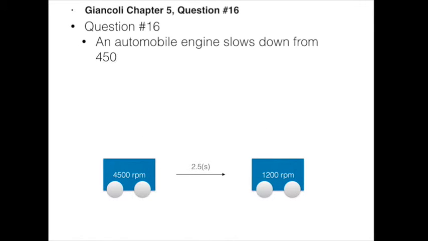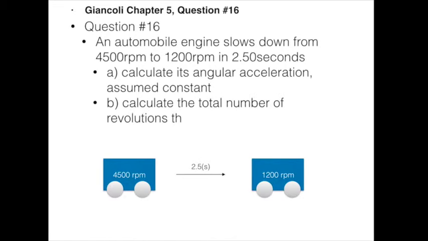So the question says, an automobile engine slows down from 4,500 revolutions per minute to 1,200 revolutions per minute in 2.5 seconds. Calculate its angular acceleration and calculate the total number of revolutions that the engine makes in this time.